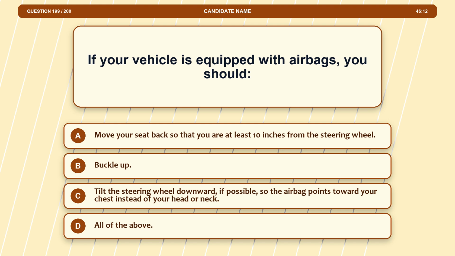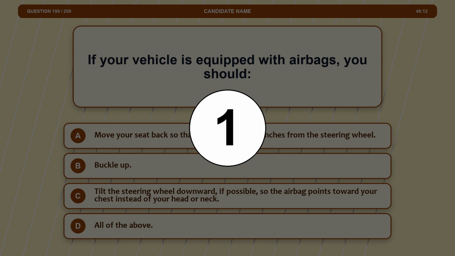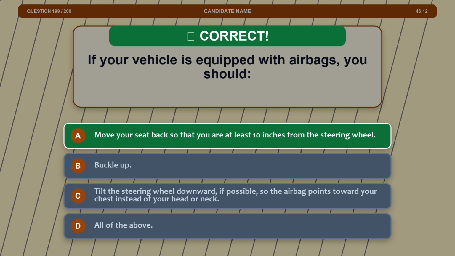Question 199. If your vehicle is equipped with airbags, you should: Option A, move your seat back so that you are at least 10 inches from the steering wheel. Option B, buckle up. Option C, tilt the steering wheel downward, if possible, so the airbag points toward your chest instead of your head or neck. Option D, all of the above. The correct answer is option A.